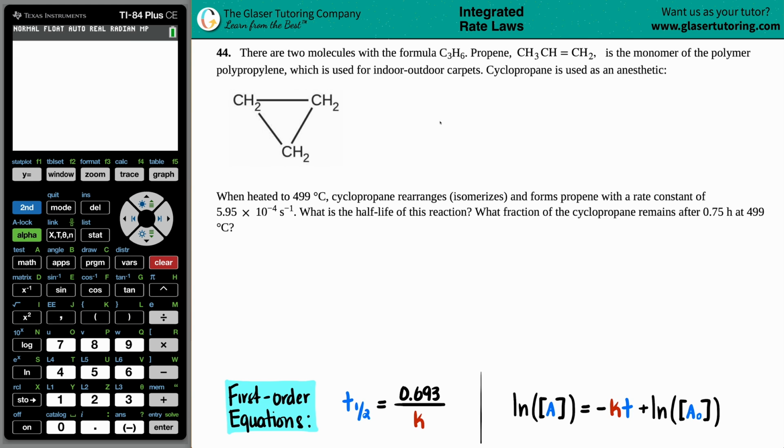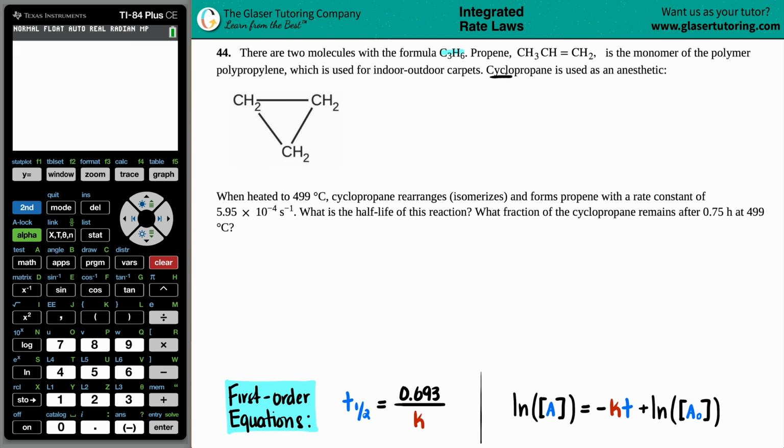Number 44. There are two molecules with the formula C3H6. Propene, which is CH3 with a CH that's double bonded to a CH2, is the monomer of the polymer polypropylene, which is used for indoor-outdoor carpets. Cyclopropane is used as an anesthetic, so it'll put you to sleep. That's this guy right here, cyclopropane.